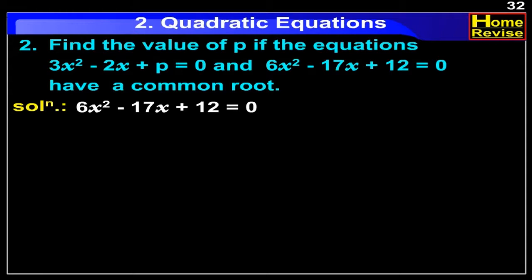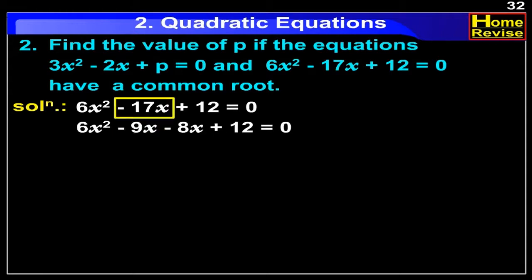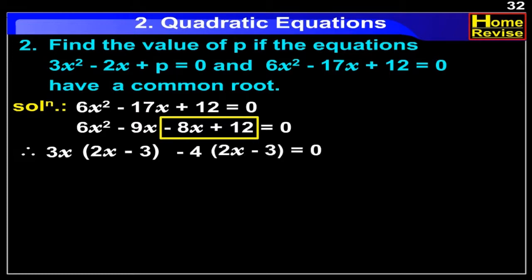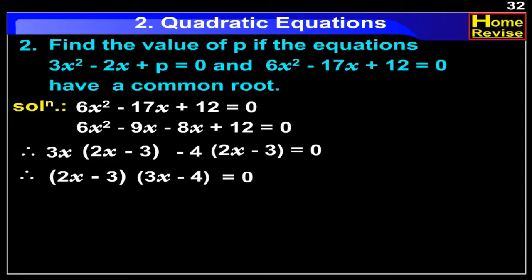Factorizing by splitting the middle term, we get 6x square minus 9x minus 8x plus 12 is equal to 0. Therefore, taking out 3x common from the first two terms, we have 3x in bracket 2x minus 3. And taking out minus 4 common from the next two terms, we have minus 4 in bracket 2x minus 3 is equal to 0. Therefore, 2x minus 3 into 3x minus 4 is equal to 0.